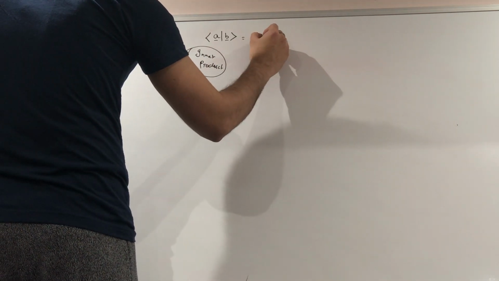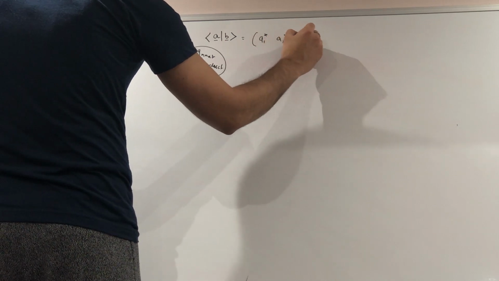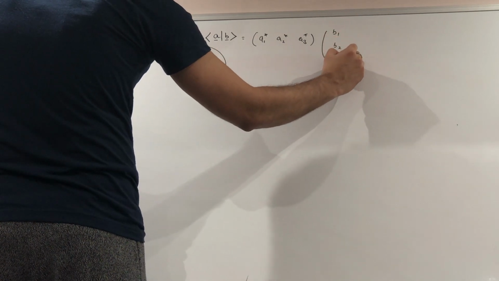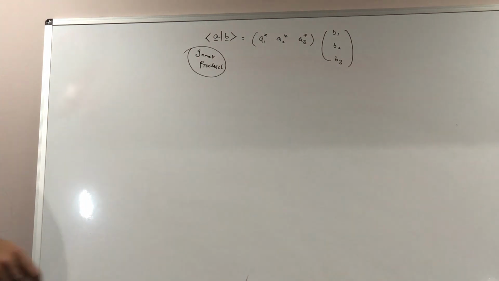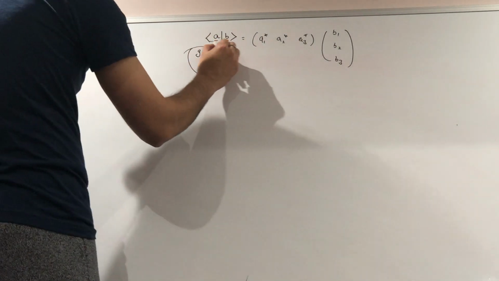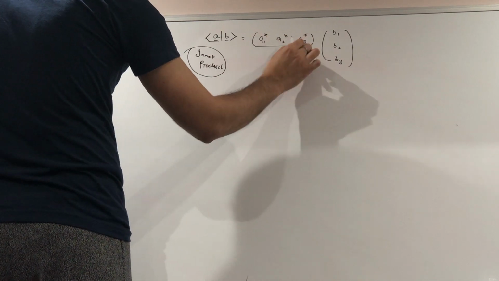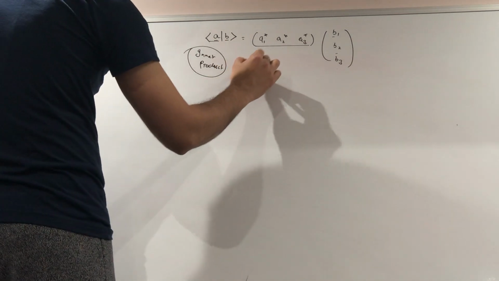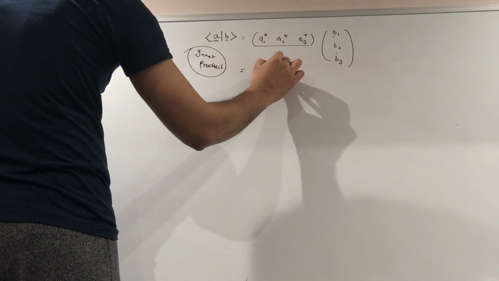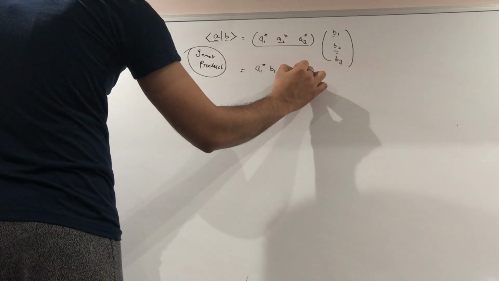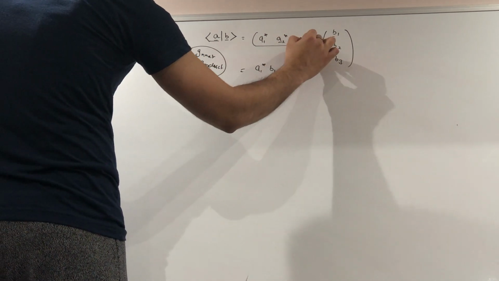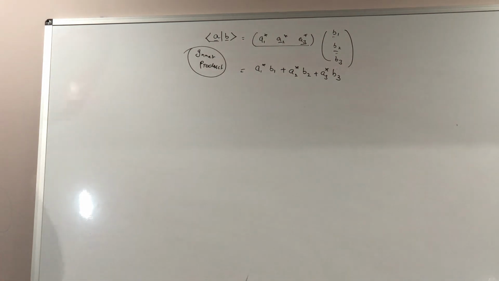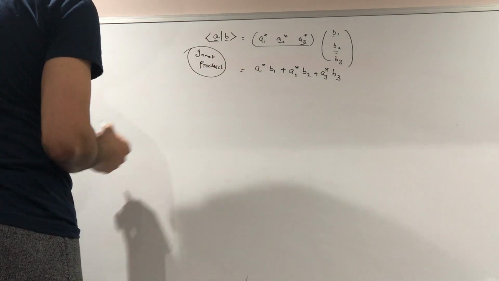I will be taking the complex conjugate of this matrix, and I will multiply with B1, B2 and B3. So that's how we do that. This is a bra matrix. I will be writing it like this, and I'll take the complex conjugate of the elements and I will multiply it with B1, B2, B3. So how do I solve that? I will be solving it as A1 star B1 plus A2 star B2 plus A3 star B3. So that's how I do that.